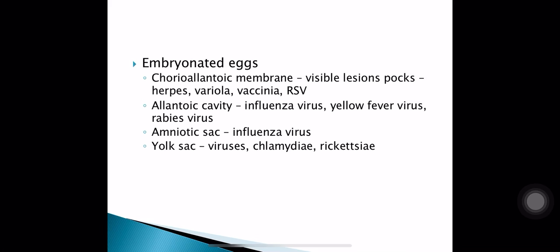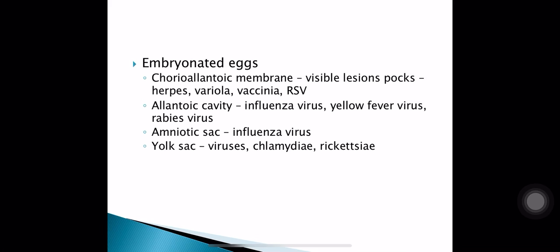4 parts of the embryonated egg are used for growing viruses: the chorioallantoic membrane, the allantoic cavity, the amniotic sac, and the yolk sac. The chorioallantoic membrane is used for growing herpes viruses, respiratory syncytial virus, variola virus, and vaccinia virus. And the allantoic cavity is used for growing the influenza virus, yellow fever virus, and the rabies virus.